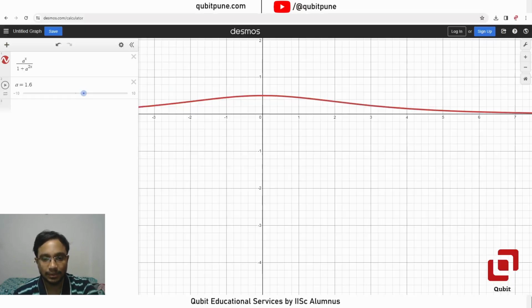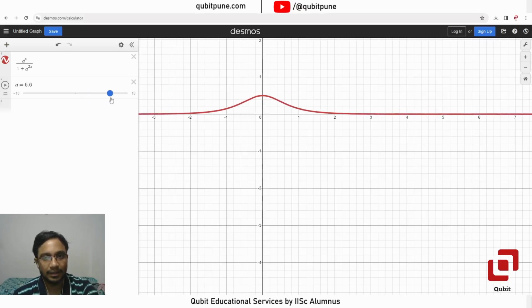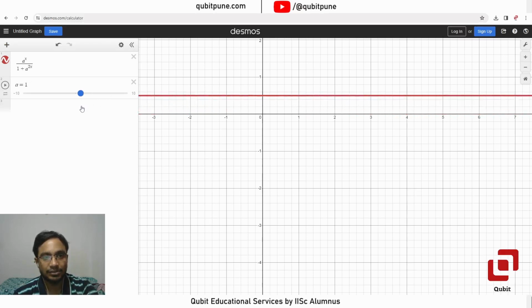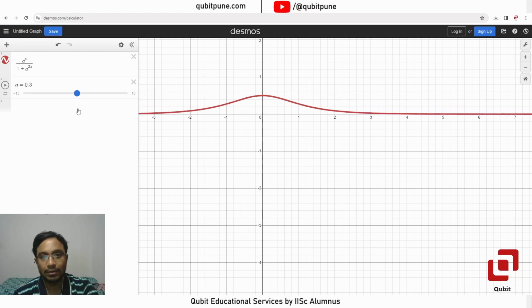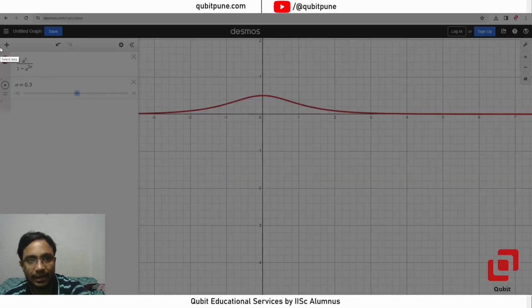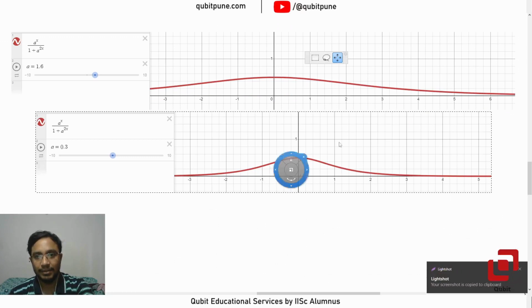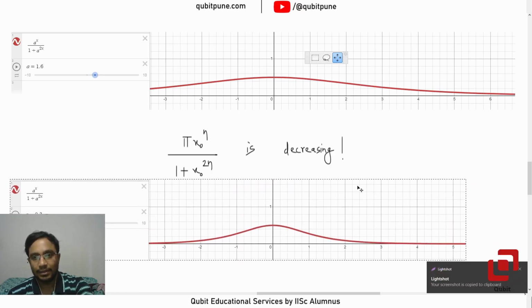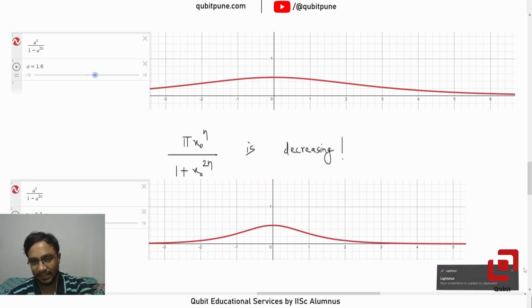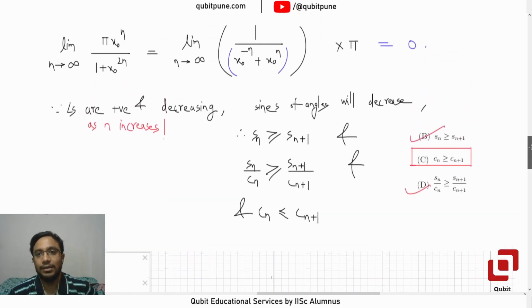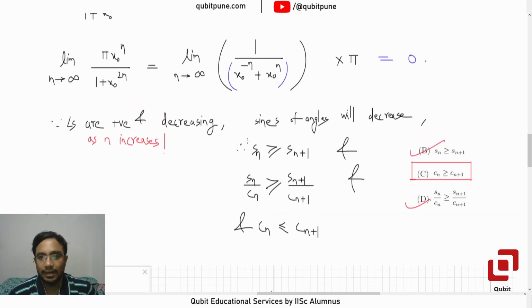Now let us come to the next part. Let's make a less than 1, but keep it positive. And even there you find that it maintains the same behavior. Even when a is less than 1 but positive, it still maintains the same behavior, which confirms that it is decreasing. So the angles are decreasing, the angles are approaching 0, so we can draw the conclusions from that. And all angles are positive.